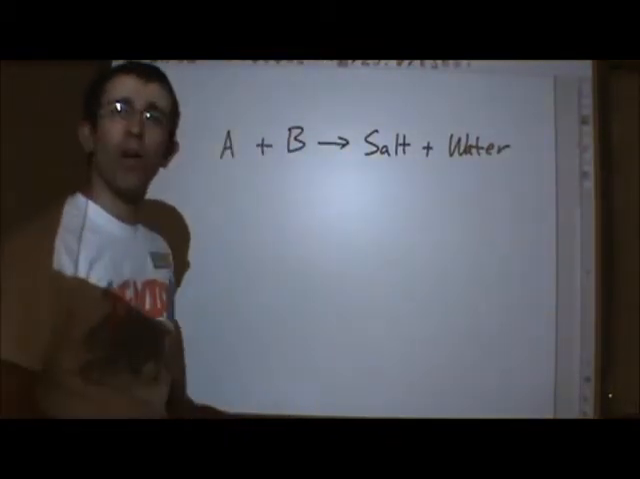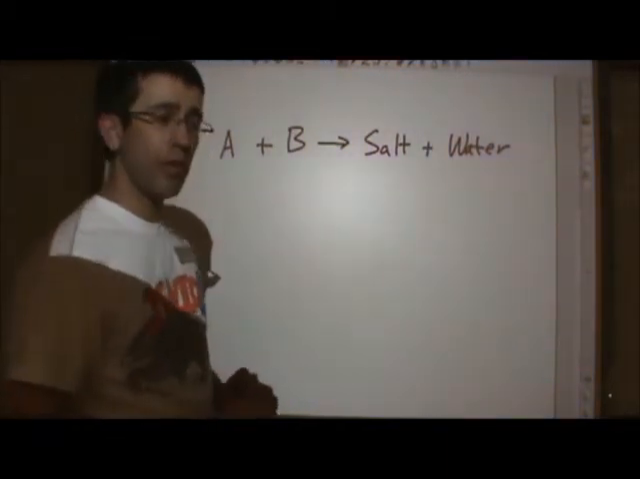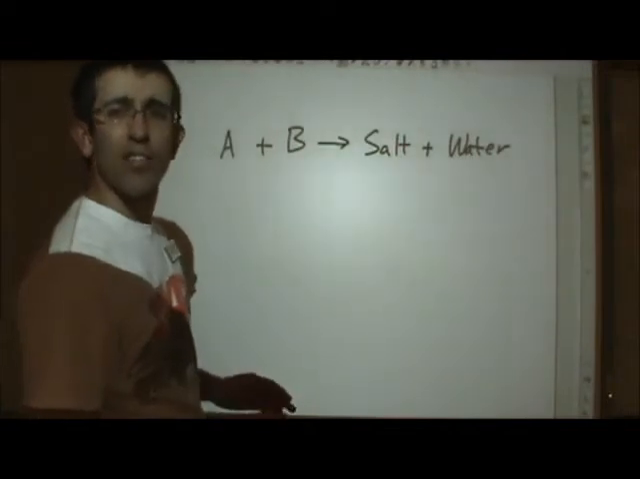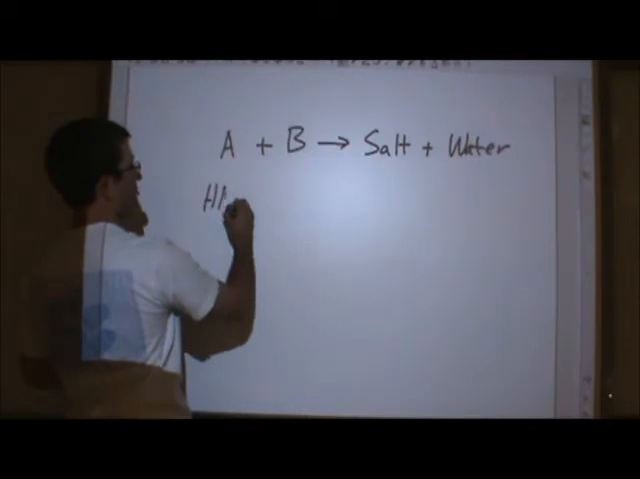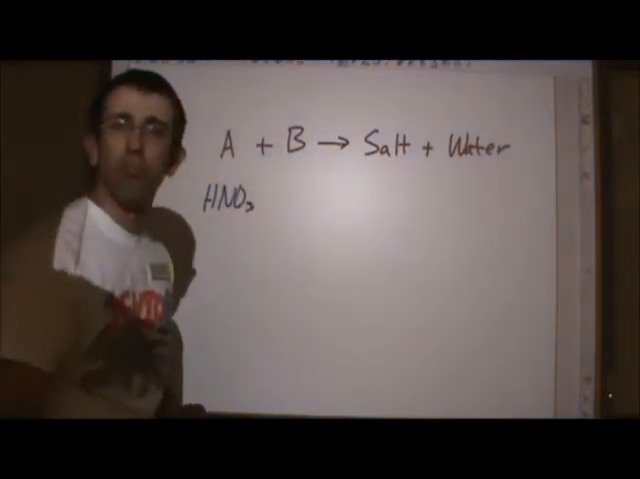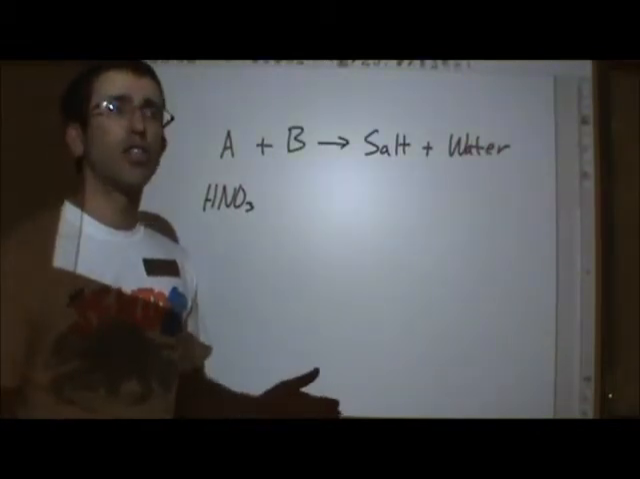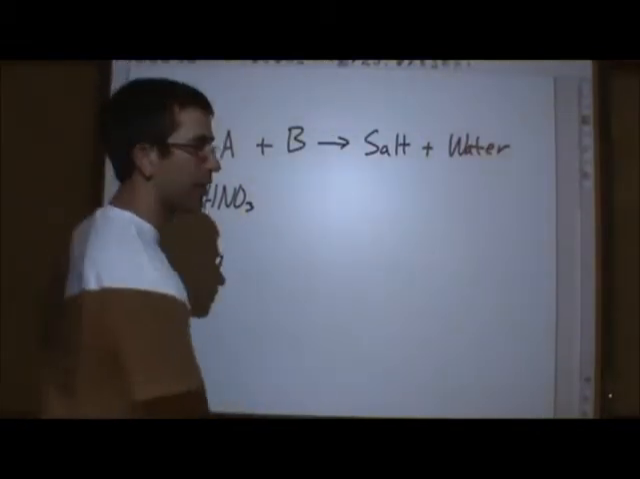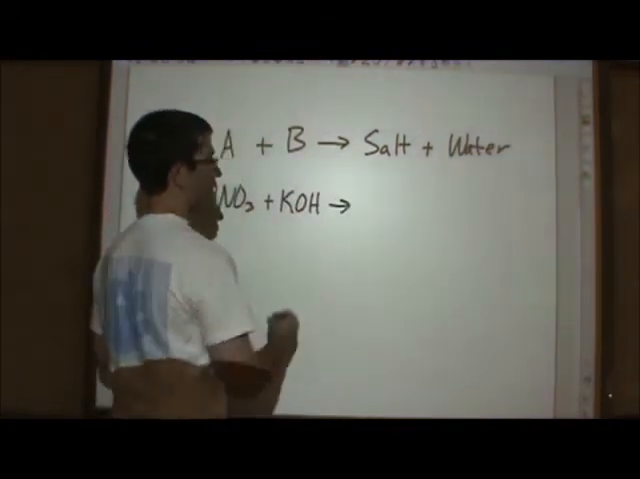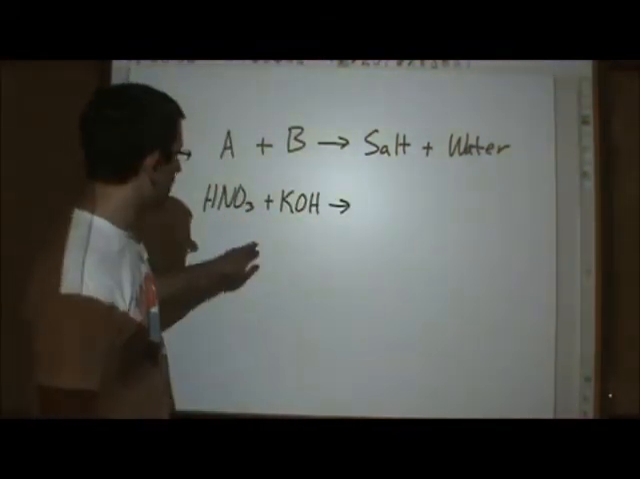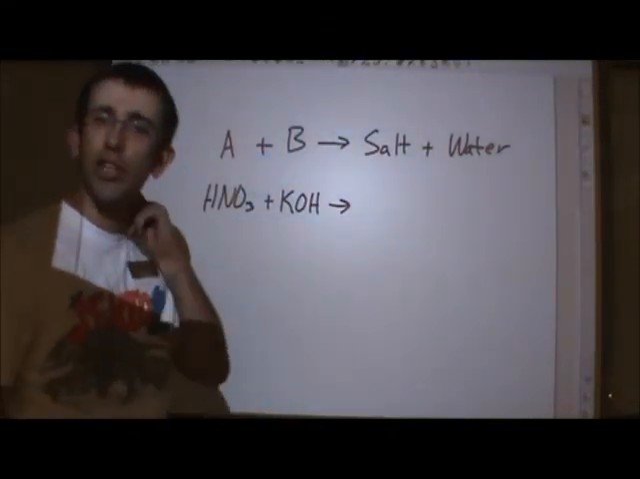So, we're going to put one of these up here right now, a real one, and show you what it looks like. And so the first thing we're going to do, let's do our acid. So, the acid I'm going to pick is nitric acid. So, HNO3, nitric acid. Alright, we're going to react that with a good strong base, let's say potassium hydroxide. So, KOH. Alright, so we have a strong acid, we have a strong base here. They're going to react in a neutralization reaction.